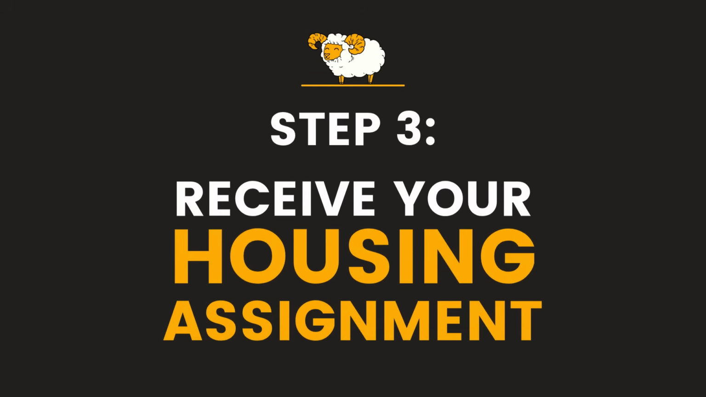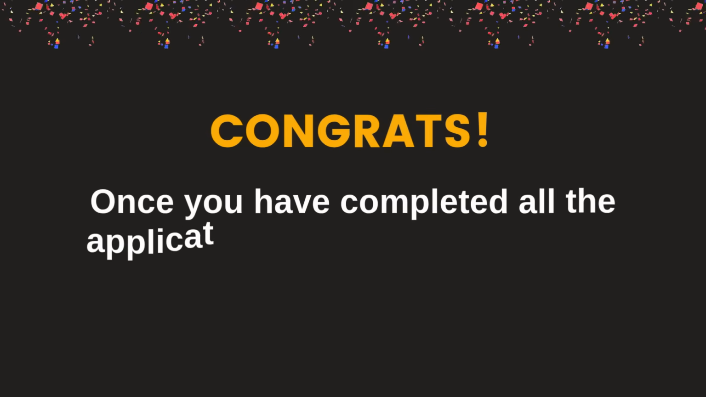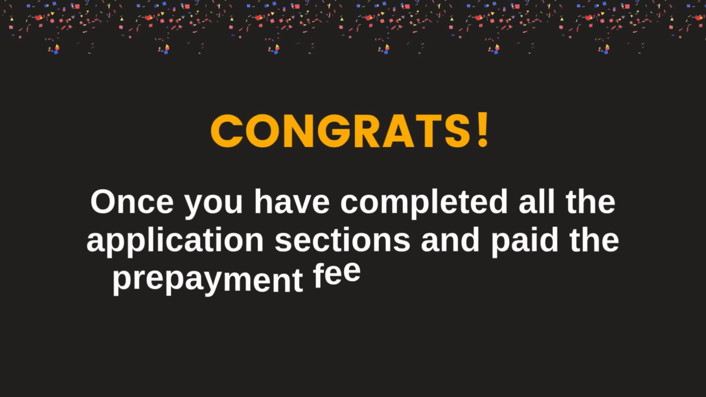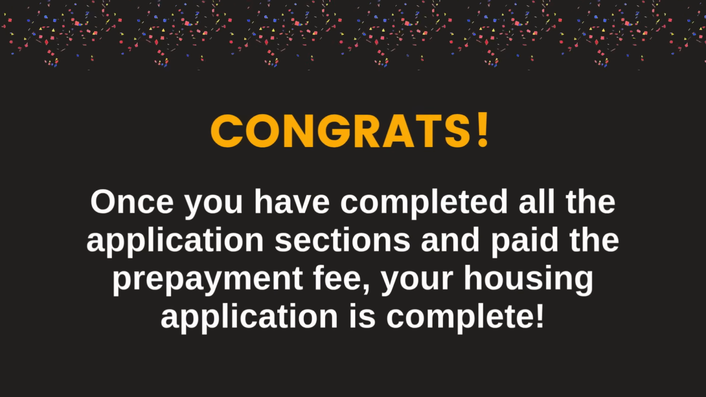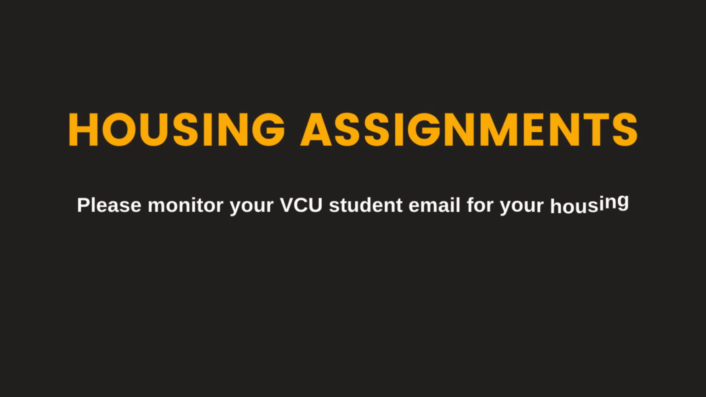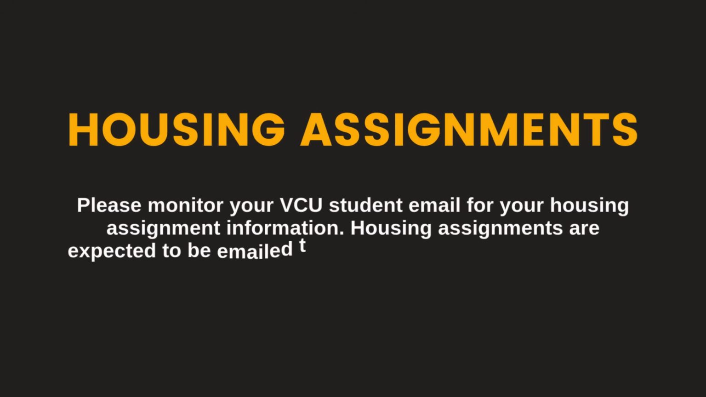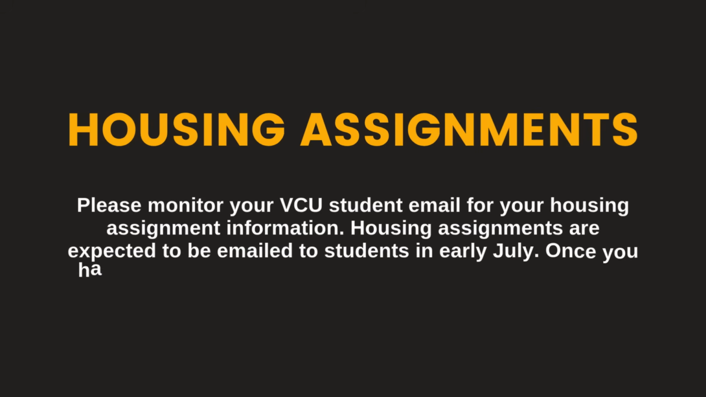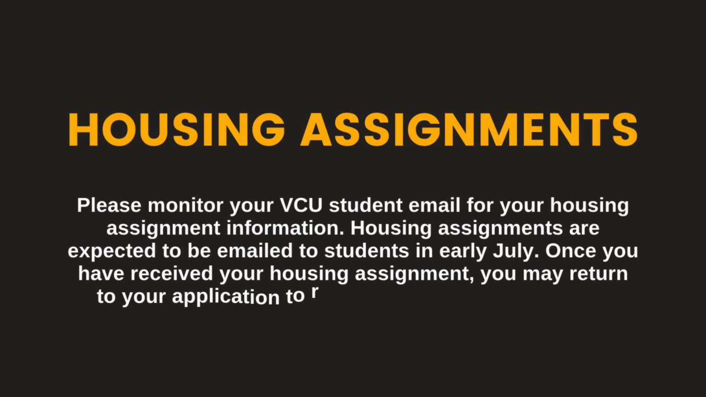Step 3. Receive your housing assignment. Congrats! Once you have completed all the application sections and paid the prepayment fee, your housing application is complete. Please monitor your VCU student email for your housing assignment information. Housing assignments are expected to be emailed to students in early July. Once you have received your housing assignment, you may return to your application to review roommate information.